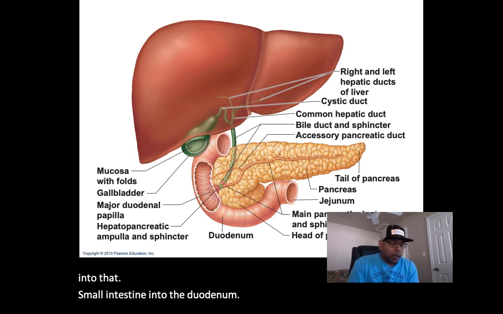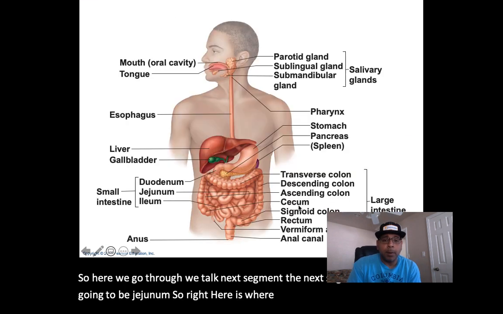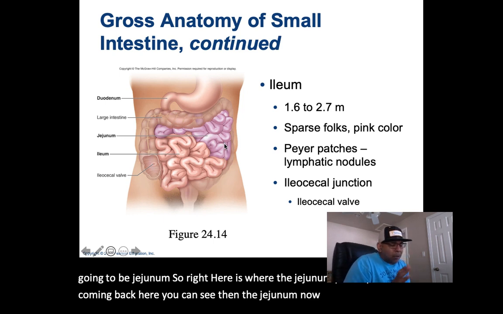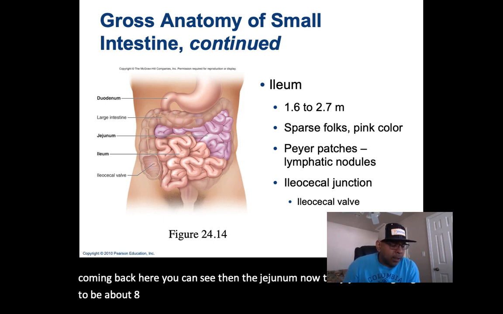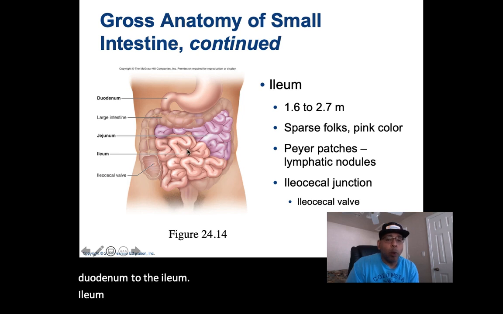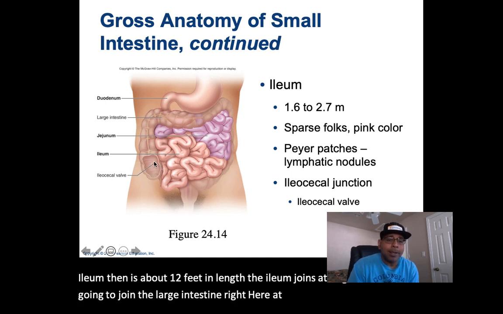The next segment is going to be the jejunum. Right here is where the jejunum picks up from. The jejunum is about 8 feet long, and it's a part of the small intestine after the duodenum, extending from the duodenum to the ileum. Ileum then is about 12 feet in length. The ileum joins the large intestine right here at the ileocecal valve, the next valve that you'll have to know about.